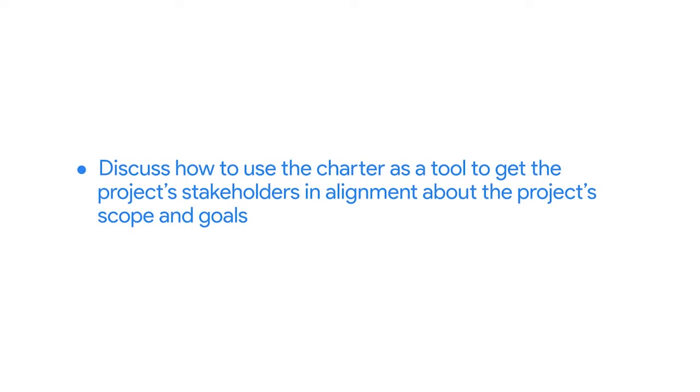In this video, we'll discuss how to use the charter as a tool to get the project's stakeholders in alignment about the project's scope and goals. Then, in the upcoming activity, you'll review supporting materials containing information about the Sauce and Spoon tablet rollout. You'll also observe how Peta guides a conversation among disagreeing stakeholders to get alignment on the project charter details. Then, you'll identify key aspects of the conversation that will help you revise and clarify details in the charter you drafted in the last activity. Let's get into it.